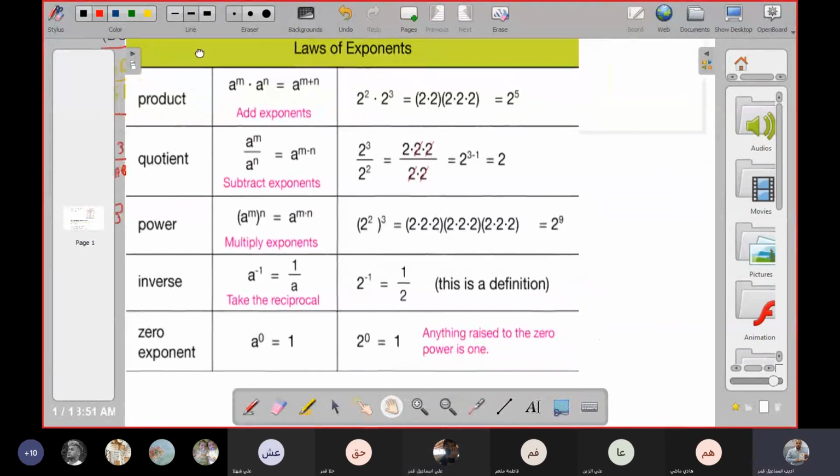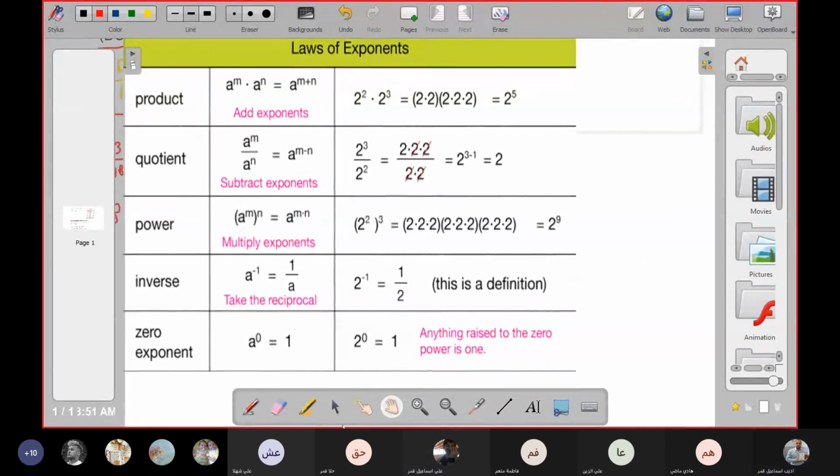Okay, here we have 2 to the power 3 minus 2 equal to 2 to the power 1. Okay.